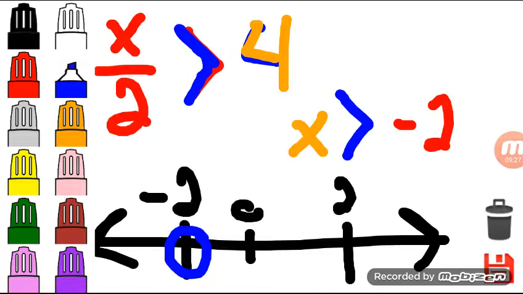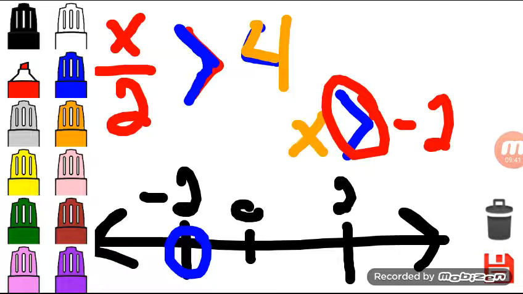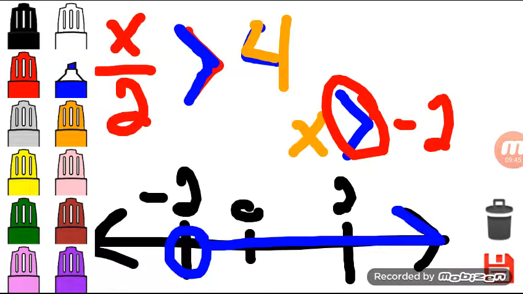It doesn't say it's equal to, so we're not going to fill that circle in. Circle, bubble. And then the inequality says to go right, so that's what we're going to do. Then mark our arrow to show it goes on forever, no matter what. That's what the equation could be. Or inequality, sorry.